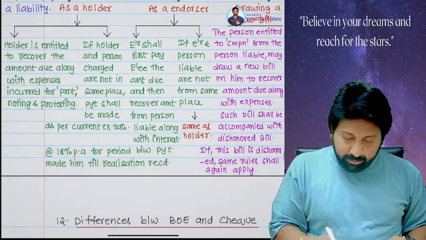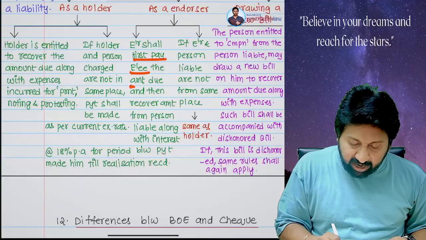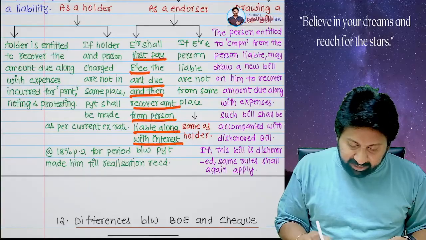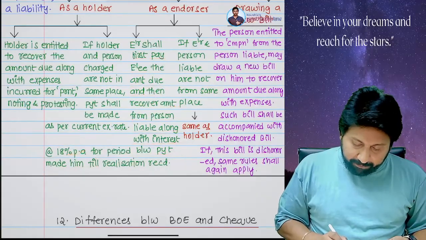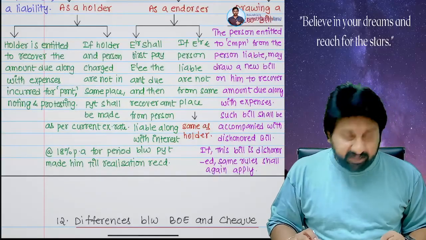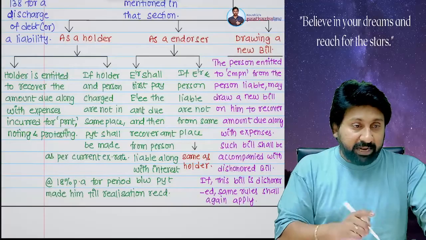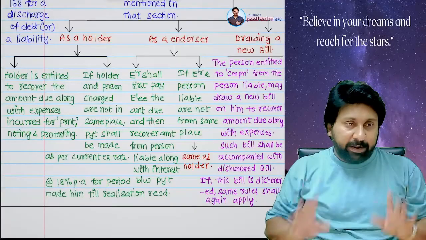Endorser shall first pay the endorsee the amount due and then recover the amount from the person liable with interest at the rate of 18% for the period between payment made and realization received. Sir, I didn't understand this. One minute, read it properly. I am pausing it. Hope you read it. I will explain to you.